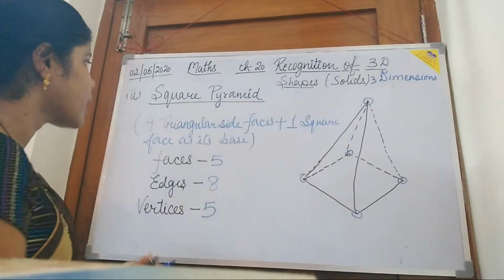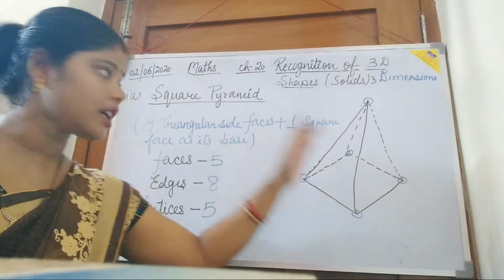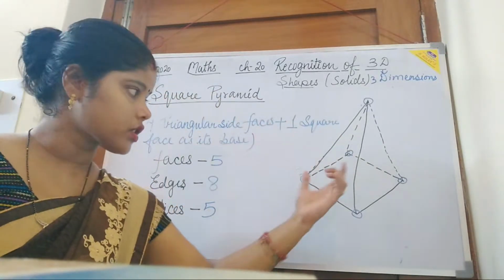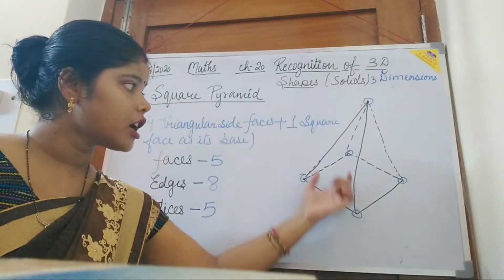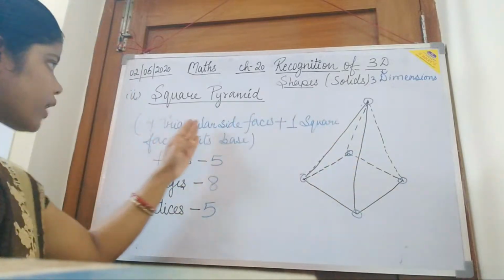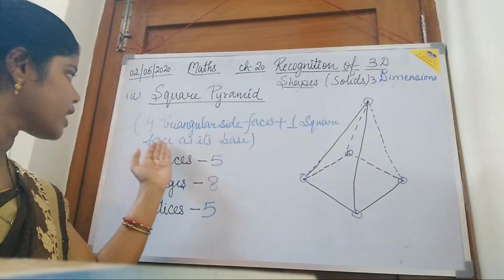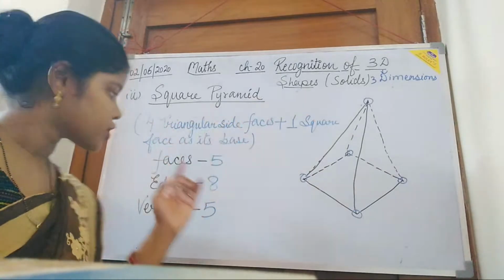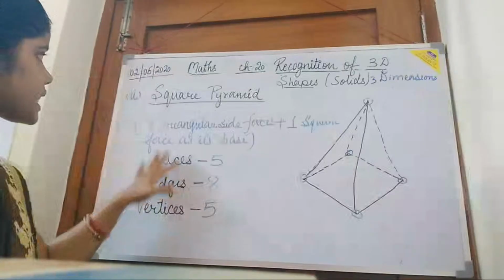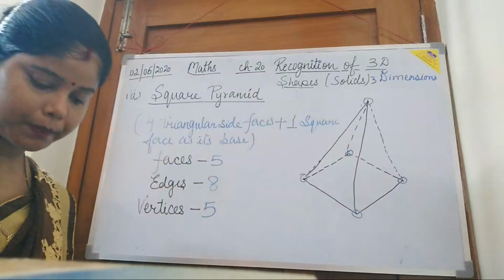So in this square pyramid we have the base as a square, so that's why it is named a square pyramid, and the other lateral faces are triangular. Since the base has 4 sides, how many triangles connect with this square? 4. So read it as 4 triangular lateral faces and 1 square face as its base. So that's why it is a square pyramid. Total faces 5, edges 8, vertices 5.